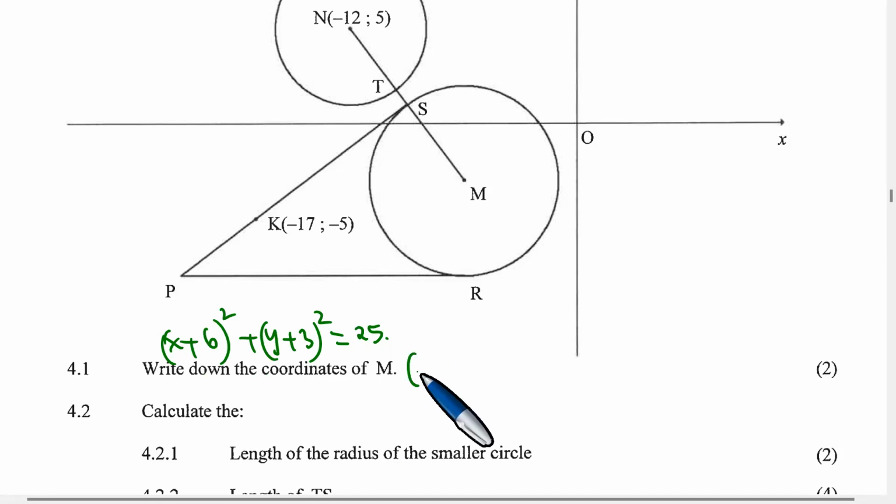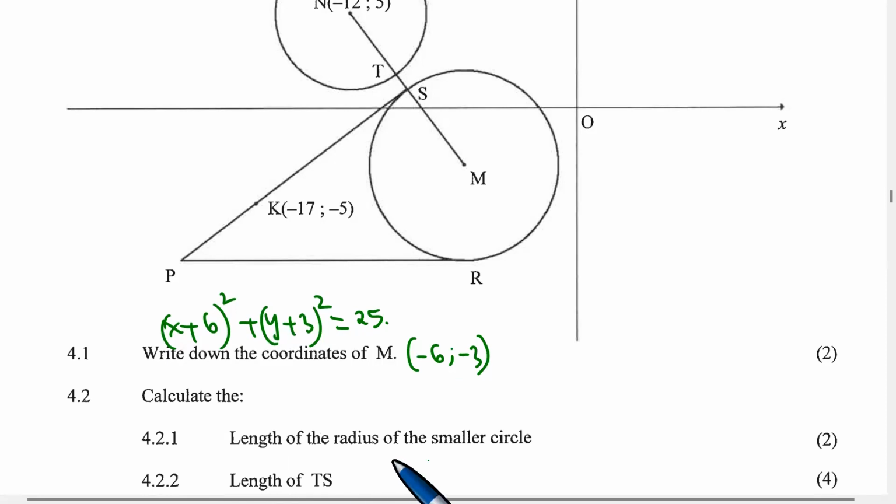And therefore the coordinates are minus 6, minus 3. You just put the negatives there, because you have pluses over there. All right, calculate the length of the radius of the smaller circle.